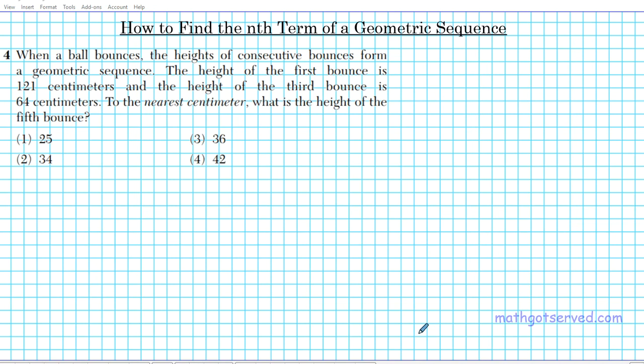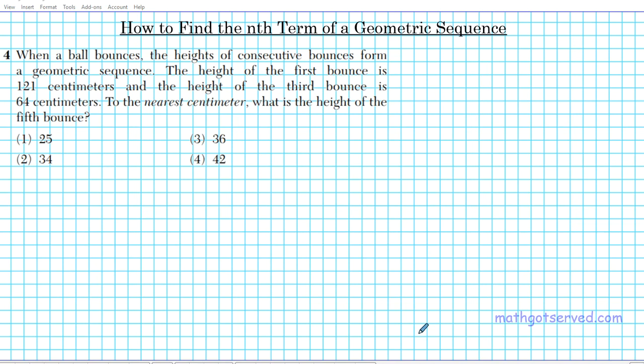The question reads, when a ball bounces, the height of consecutive bounces is a geometric sequence. The height of the first bounce is 121 centimeters, and the height of the third bounce is 64 centimeters. To the nearest centimeter, what is the height of the fifth bounce?